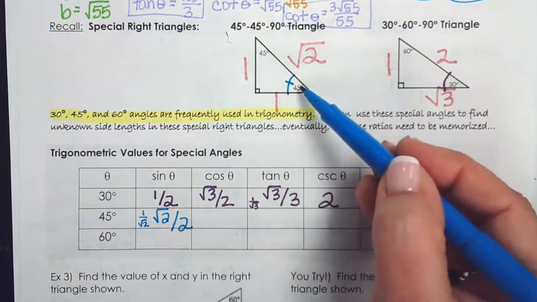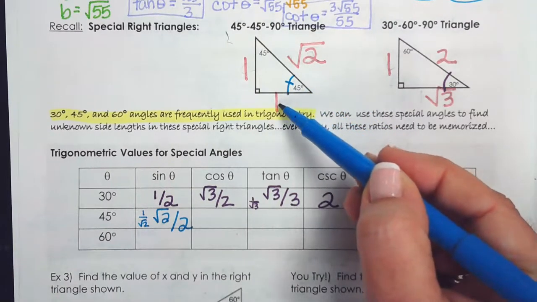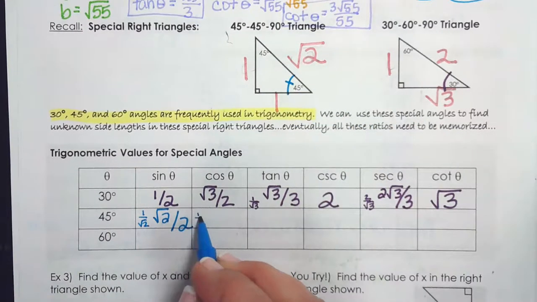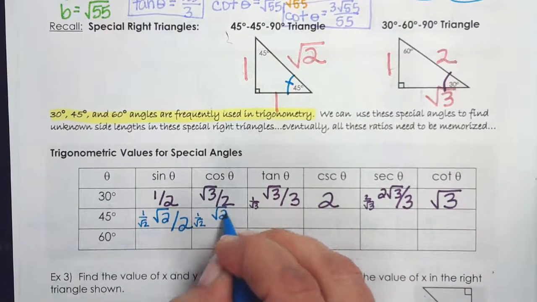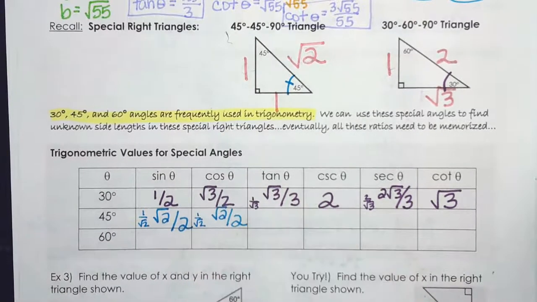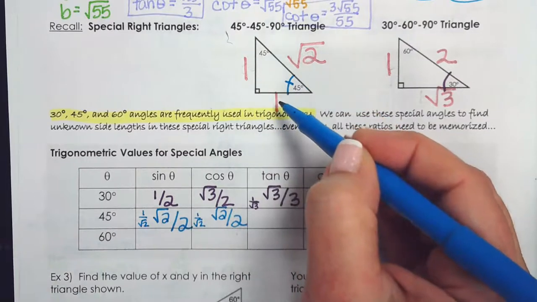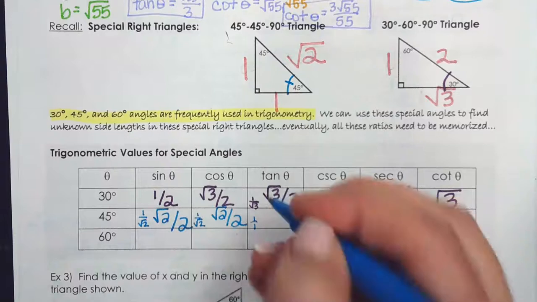Now let's try the cosine of 45. The cosine of 45 is the adjacent over hypotenuse. Again, 1/√2. Again, we'll rationalize. That's going to be √2 over just plain 2. The tangent is the opposite over adjacent. 1/1, and 1/1 just becomes 1.